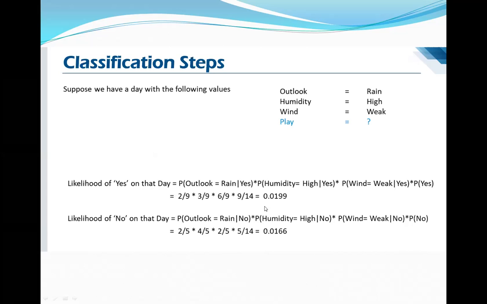So if you calculate this value, which one is the highest value out of these? This is the probability of yes given rain, high, weak. This is the probability of no given rain, high, weak. So which probability is higher?